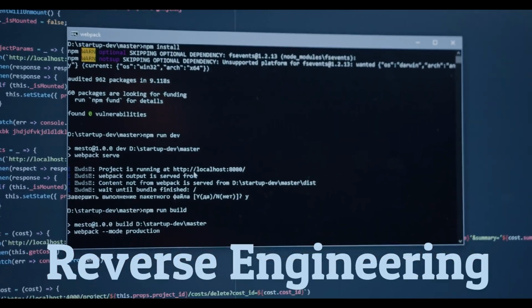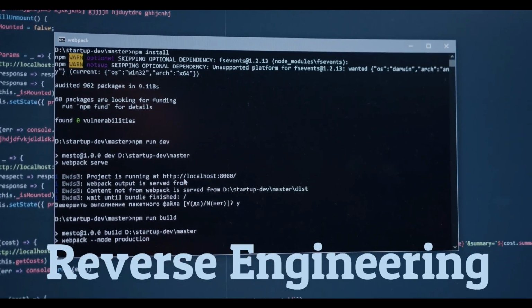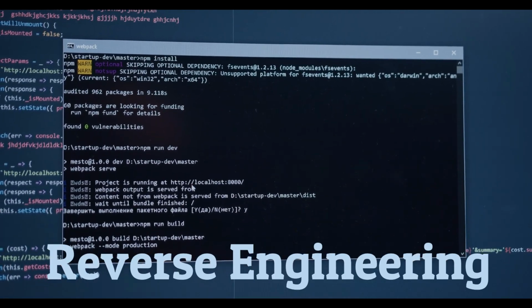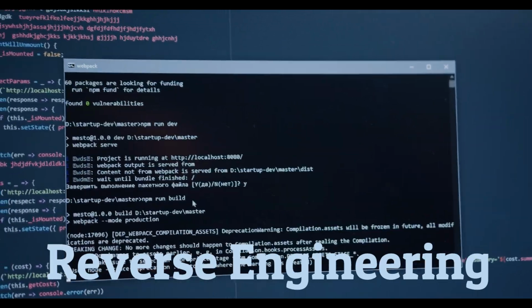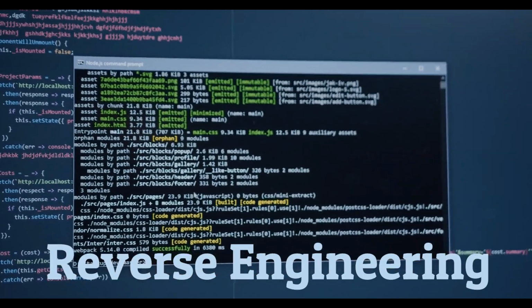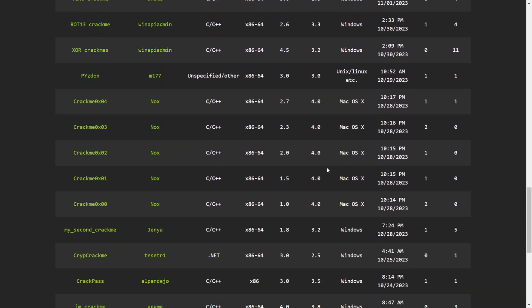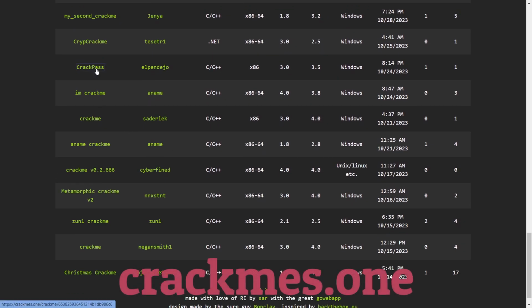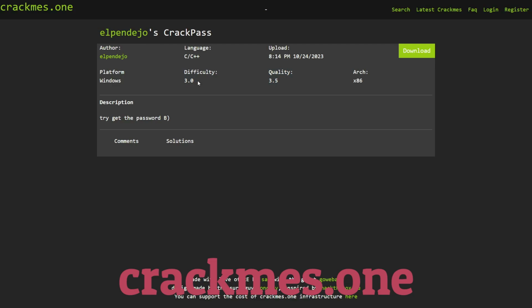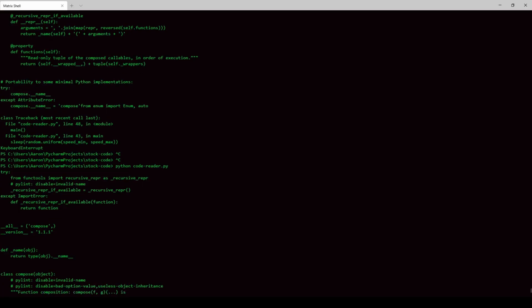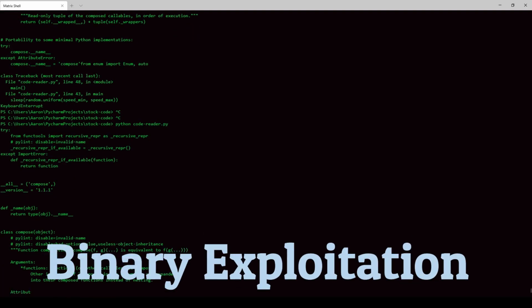The third category is reverse engineering. It includes the process of analyzing and understanding the given piece of software or binary by working backward from its compiled form to extract information about its functionality, structure, and behavior. The best resource to practice the reverse engineering task will be crackme's.one. This website contains hundreds of crackme's for reverse engineering, and there you will also find detailed write-up and solution of each crackme.